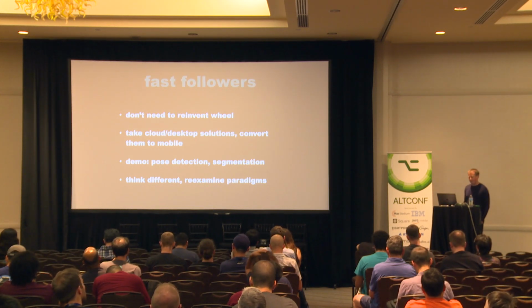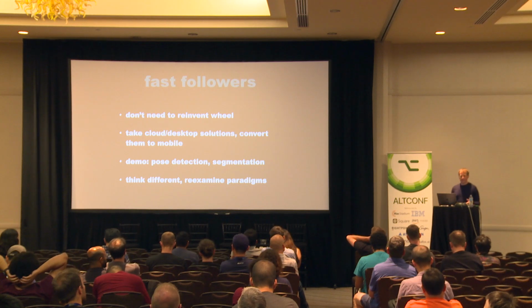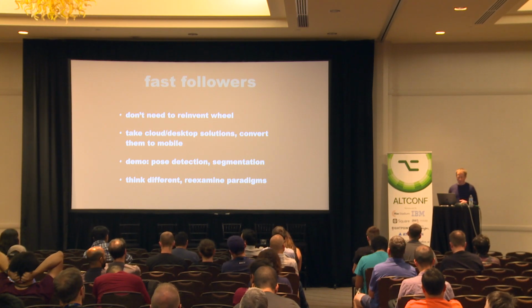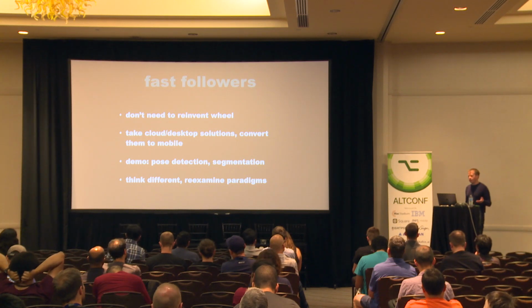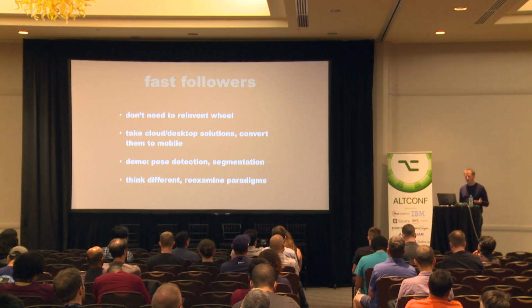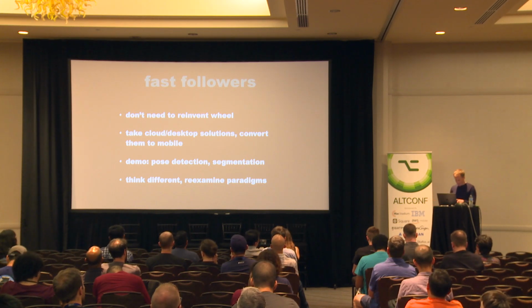The second big thing that we can do is that we don't really need to reinvent the wheel. What we can do is take existing cloud and desktop solutions and simply convert them to mobile. So 2 days ago, on Monday, they did the WWDC keynote, and Apple did 2 neural network demonstrations during their presentation. They just didn't call them that, but let's do them right here again just to see them.